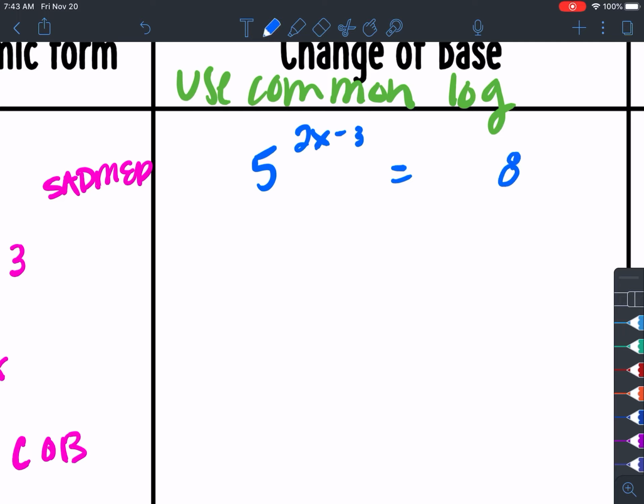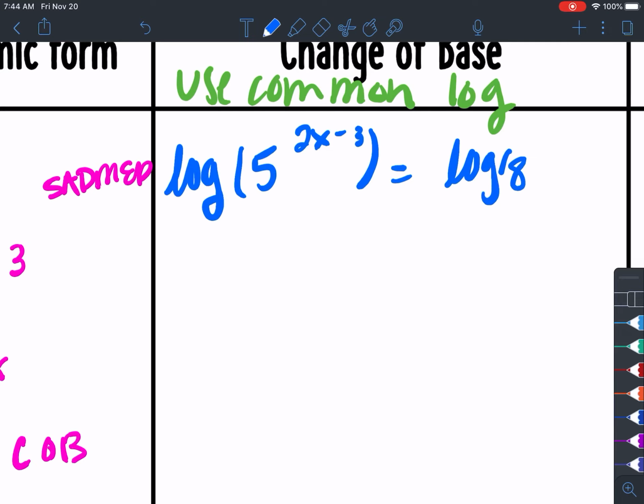As we've learned in this unit, logarithms are just another operation. So we can actually just take the log of both sides. So we're going to make these the arguments. I'm using the common log here. As long as I take the log of both sides, so the log of this and the log of this, they're still equivalent expressions.